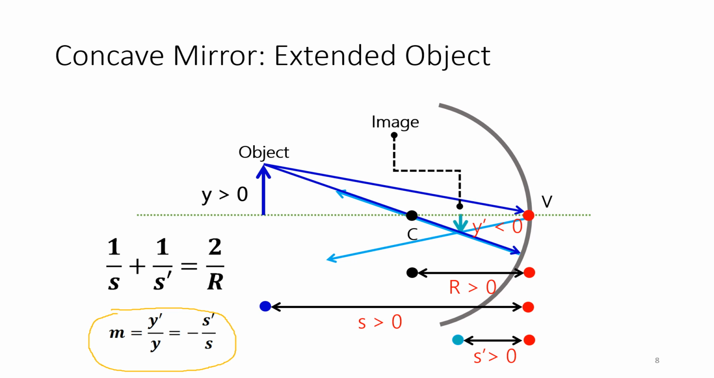For now, we know that m is less than 0 because the image formed is inverted. So if you use y prime over y, it's a negative number over a positive number. And then since we know that s prime and s are both positive, using the other equation for distances has the negative sign. So m really has to be negative.